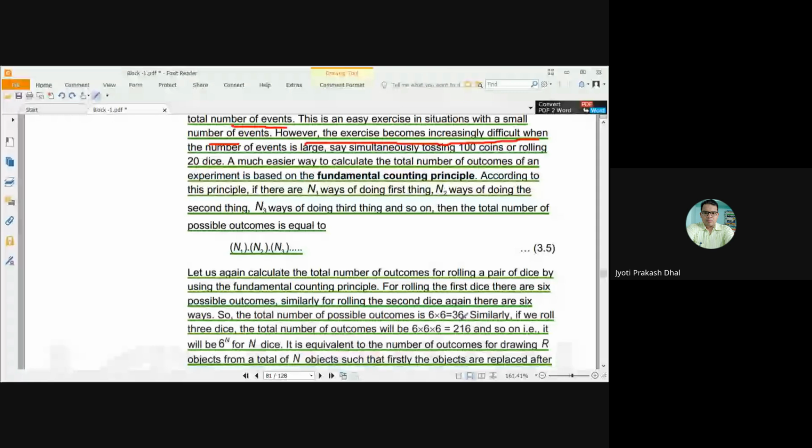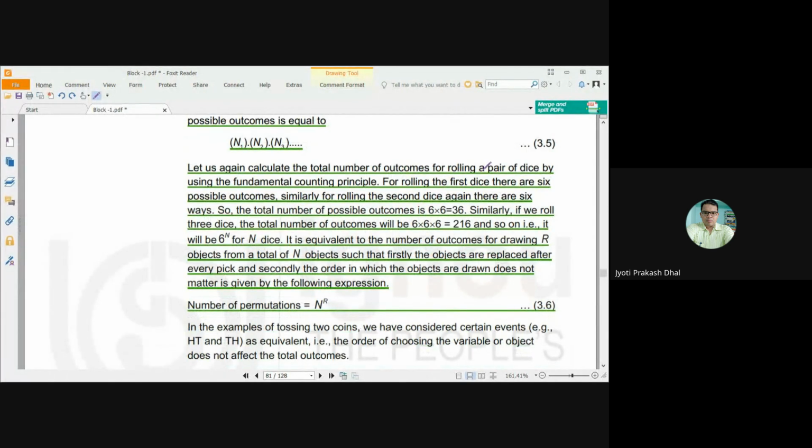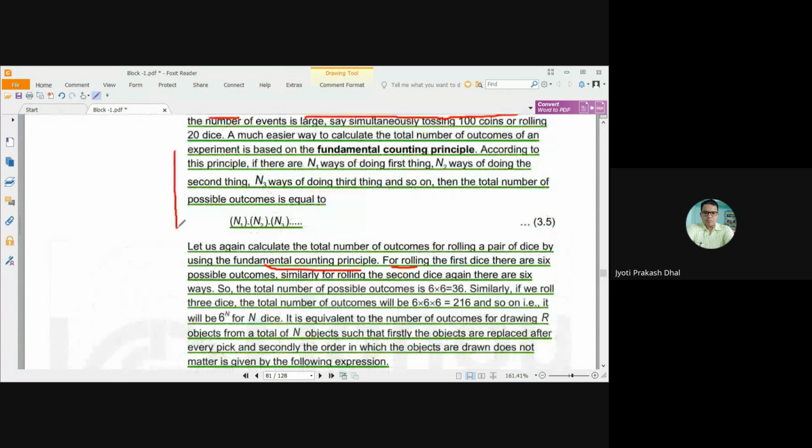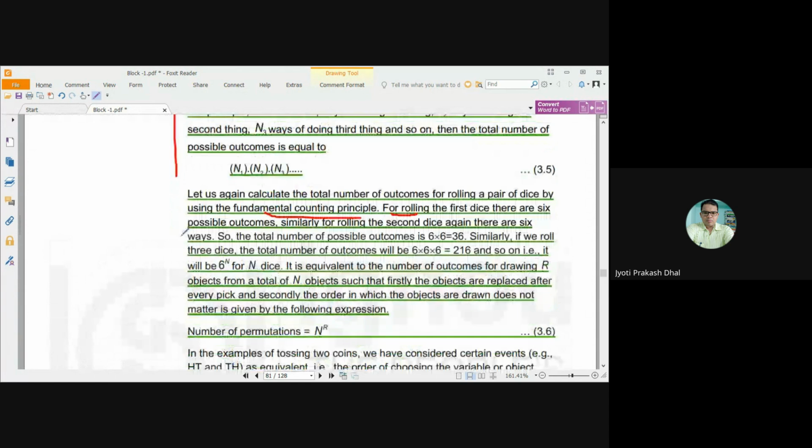So let us calculate the total number of outcomes for rolling a pair of dice by using the fundamental counting principle. Roll 2 dice simultaneously. What is that principle? Here we are taking one example.